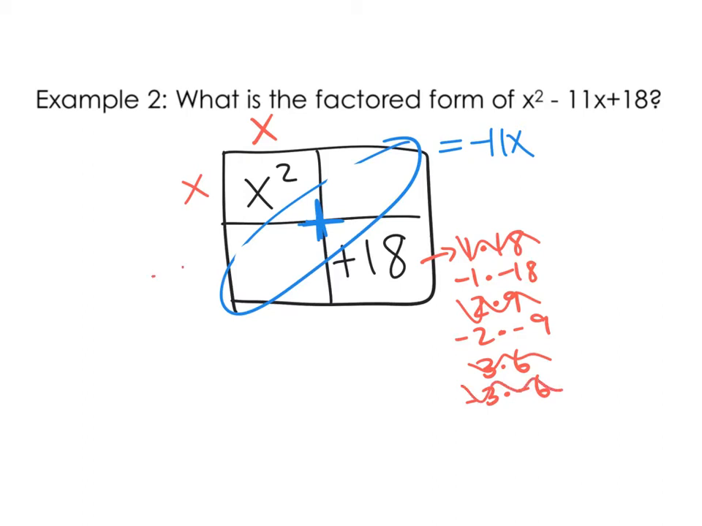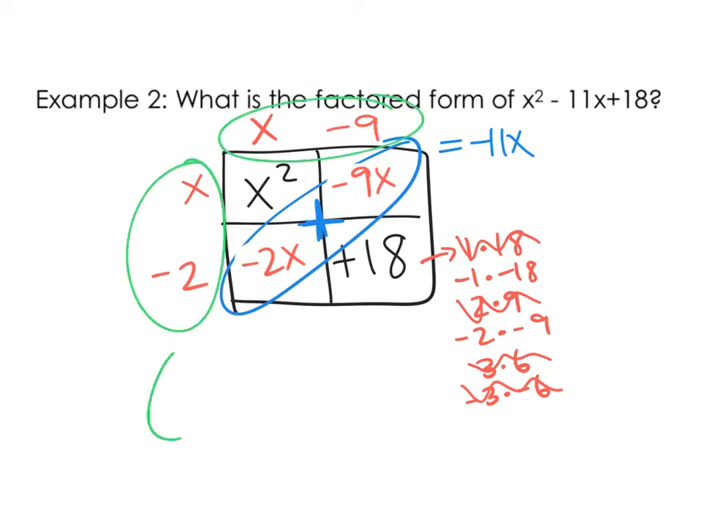Let's try negative 2 and negative 9. So negative 9 times x is going to give me negative 9x. Negative 2 times x is going to give me negative 2x. Then if I check this, negative 2x plus a negative 9x does give me negative 11x. So I have my answer, x minus 9 and x minus 2. Okay, if you want to pause here and try some examples on your own, go ahead and do so now.